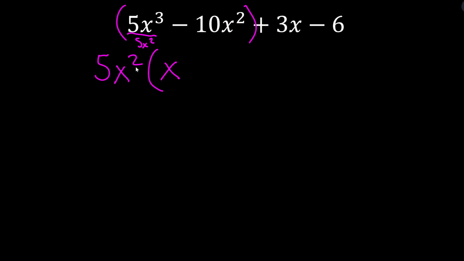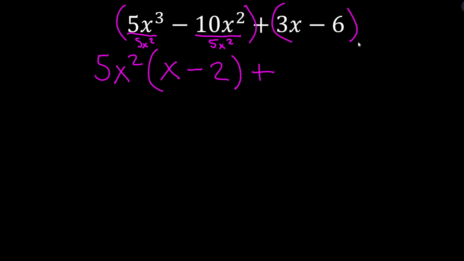What do I multiply 5x squared by to get negative 10x squared? Well, I know it's going to be negative. I know from 5 to 10 we have to have a 2, and we have x squared and x squared, so that's actually it. And again, I could have done the same thing here. I could have divided this by 5x squared. The x squareds cancel. I'm left with negative 10 over 5, which is negative 2. Either way works.